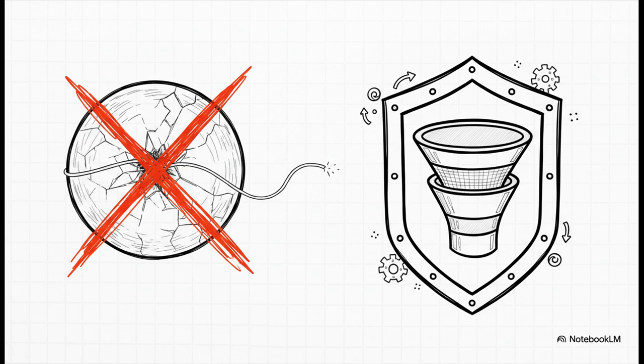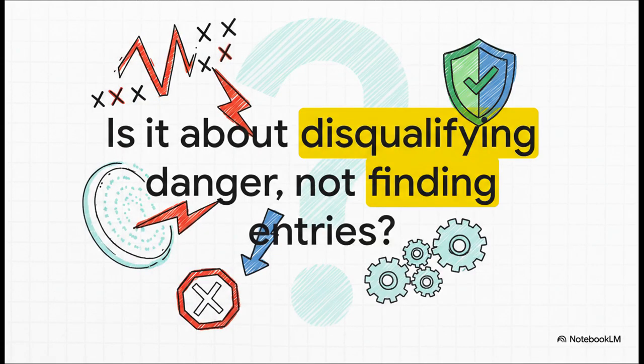Its real value is in its process, a disciplined, multi-layered framework that replaces the art of guessing with the mathematics of quantifying risk. And this leaves us with one last, pretty important question. What if the future of automated trading isn't about getting better at finding the perfect entry point, but is actually about getting systematically better at mathematically disqualifying the moments that are just too dangerous to trade in the first place?